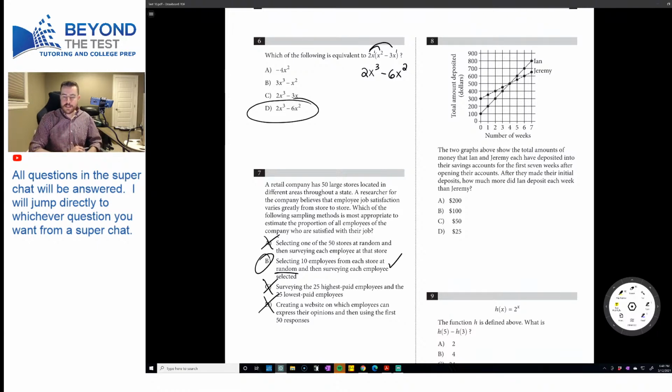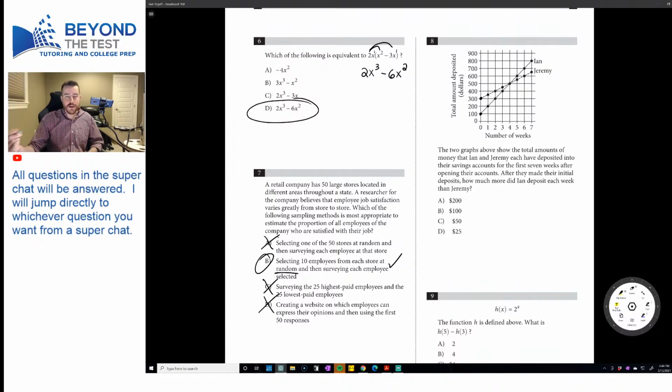So number 8 here, it says the two graphs above show the total amounts of money that Ian and Jeremy each have deposited into their savings account for the first 7 weeks after opening their accounts. After they made their initial deposits, how much more did Ian deposit each week than Jeremy? Okay, so after their initial deposits, so initially we have Jeremy putting $300 in, and we have Ian putting $100 in. So now I don't care about that. I want to know after that what happens.